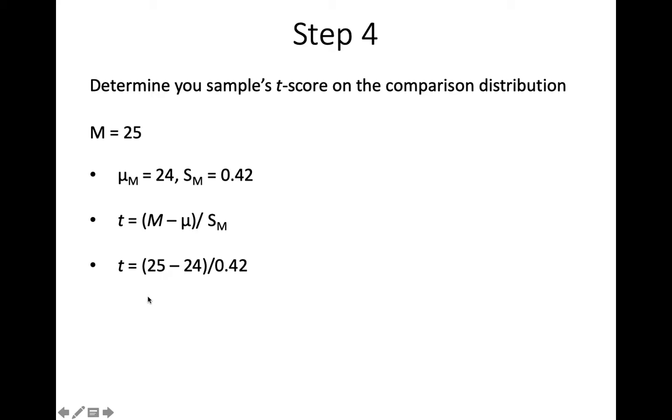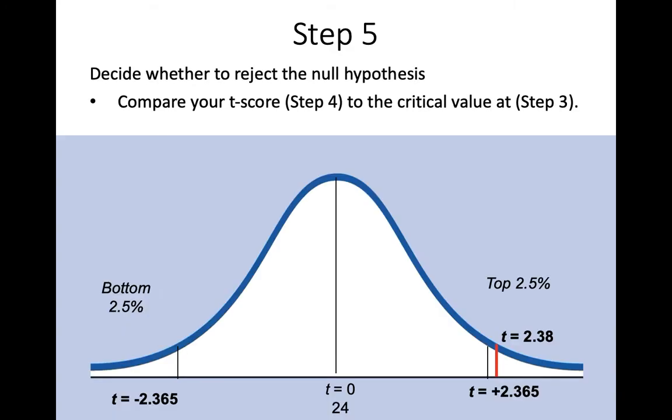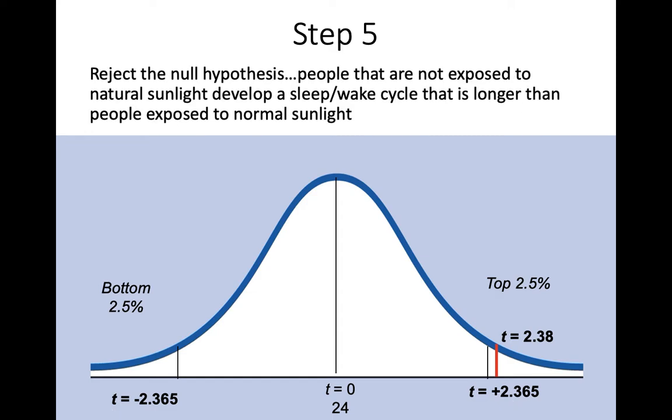Okay, so plugging in our numbers, we get 25 minus 24 divided by 0.42. So that results in a t that is positive 2.38. Okay, so now last step, we're going to decide whether to reject or fail to reject the null hypothesis. We do this by comparing the t-score, the actual t that we calculated in step 4, to the critical value that we came up with at step 3. What we can see is that the t that we calculated does in fact fall in this critical region because it exceeds our critical value. So we are going to reject the null hypothesis, and we will always, 100% of the time, reject the null hypothesis if our test statistic exceeds a critical value in the expected direction. And that's what we have here.